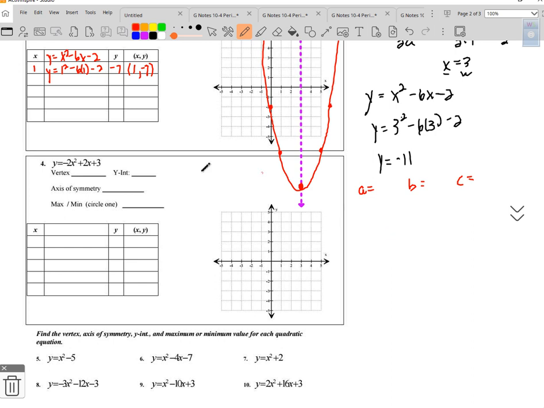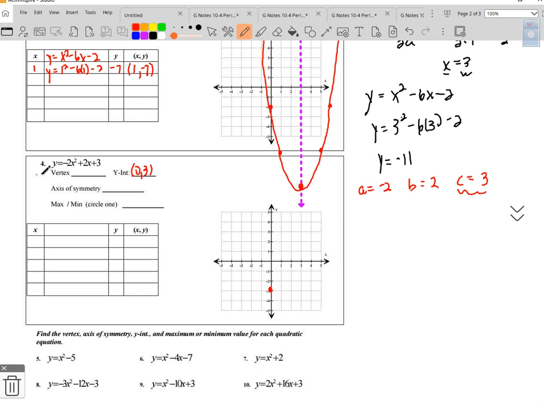Our A is the coefficient on the x squared, negative 2. Our B is the coefficient on the x, it's 2. Our C is always our constant, 3. Our C is also always our y-intercept, (0, 3). So our y-intercept is a point on the y-axis, so the 0 has to be the x-coordinate, otherwise it wouldn't be on the y-axis.